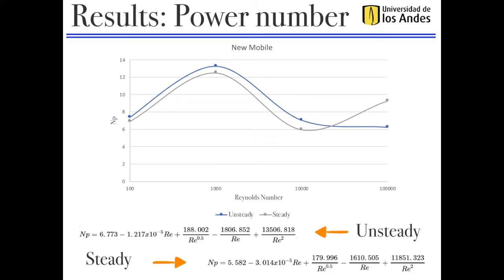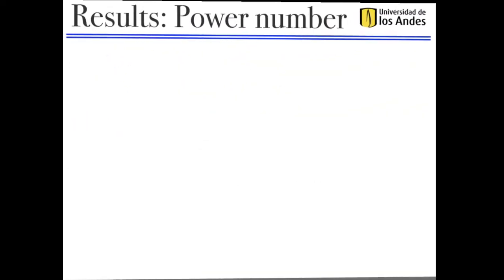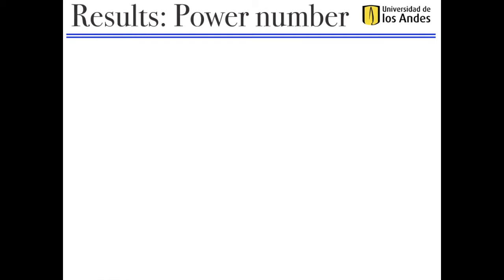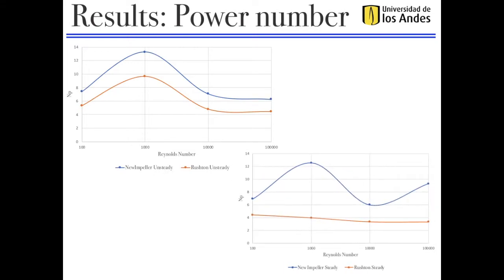Finally, considering the results obtained for the power number of the two mobiles, it can be concluded that in both the steady and unsteady state, for the new design, higher values of NP are reached than with the Rushton mobile. However, as observed in the graphic, in the unsteady state, both curves maintain a very similar behavior, while in a steady state, the Rushton mobile is closer to the results obtained in literature.